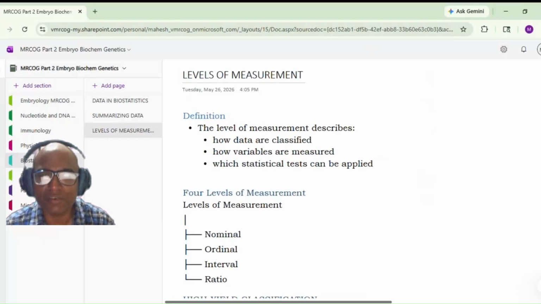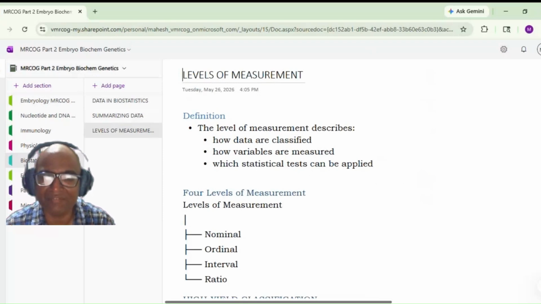Okay, so the level of measurement describes how the data is classified, how the variables are measured, and which statistical test can be applied. In the last session, we have seen the data as such. We have talked about the variables also. Now, if there is a tremendous amount of data, we need to classify that data. If there are many variables, we'll have to measure each variable.